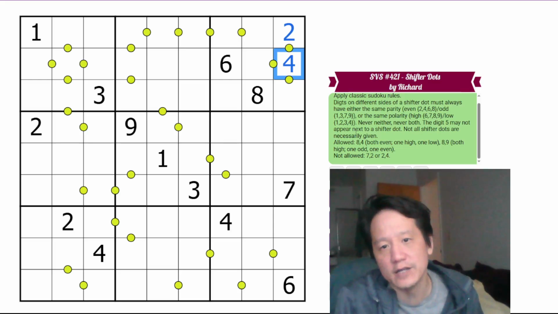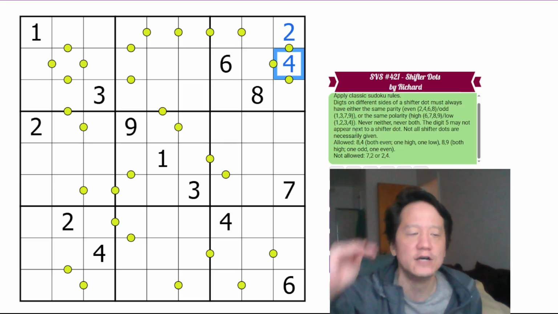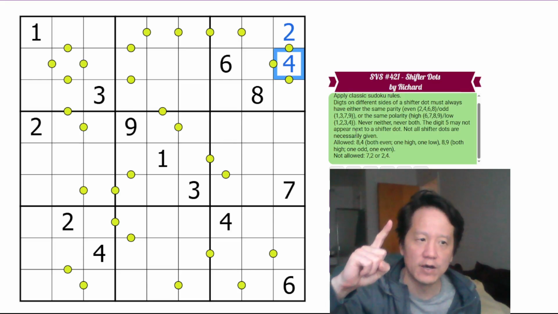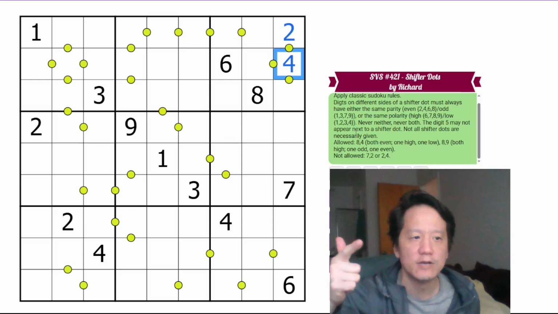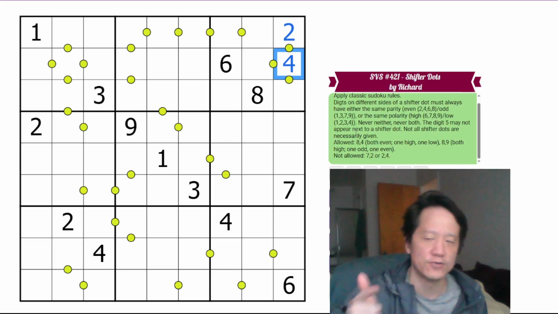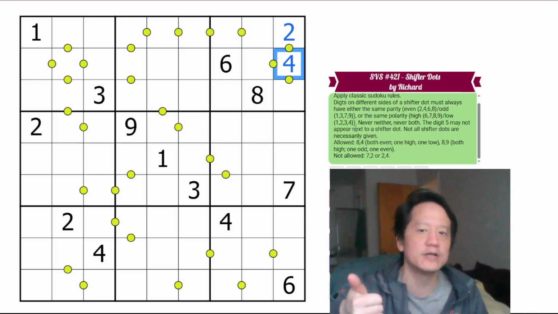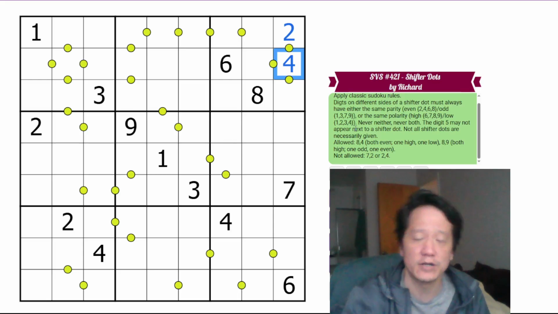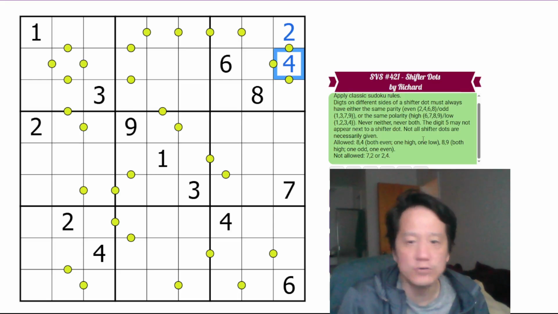So that's why you have shifter dots: you have to have one and only one be the same out of parity and polarity. So one has to be the same and one has to be different. You can have either the same parity and a different polarity, or a different parity and the same polarity. And those are all the rules.